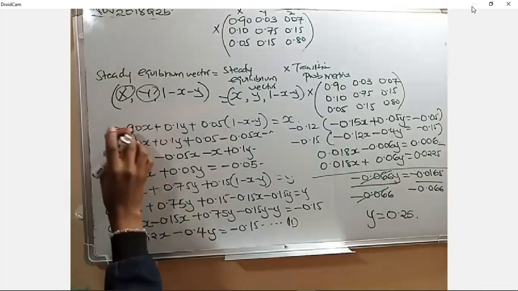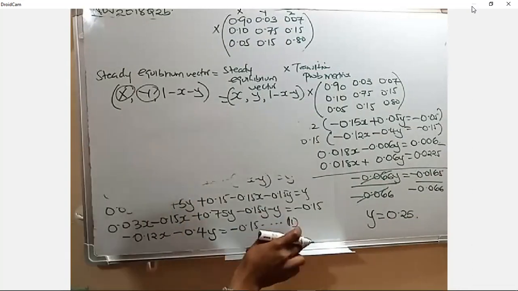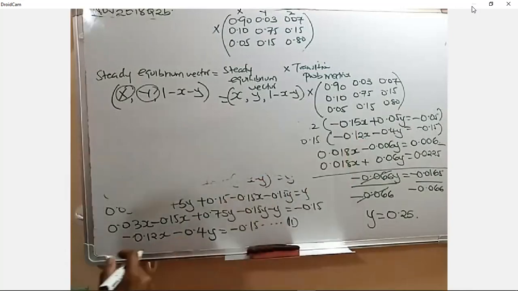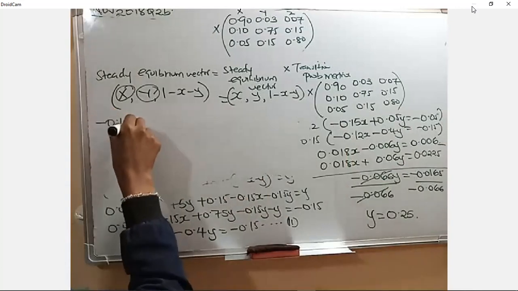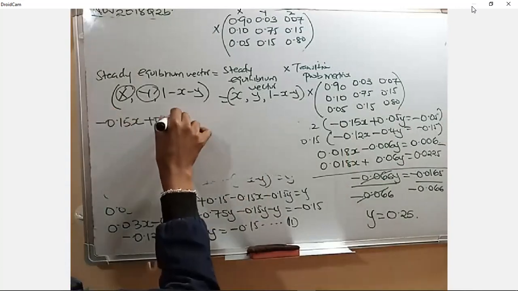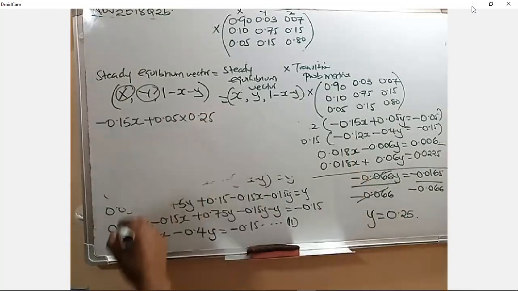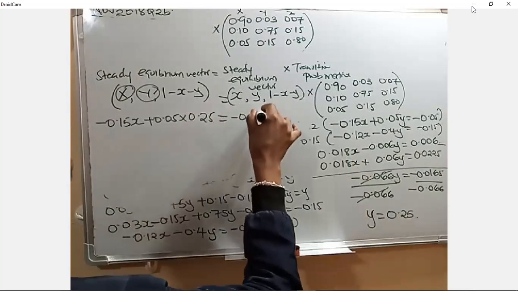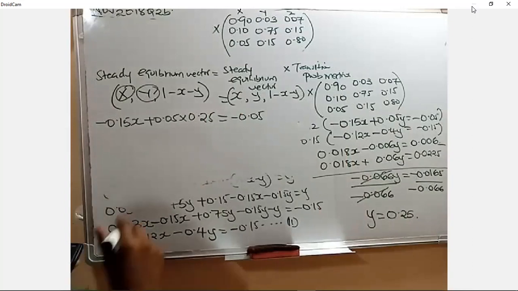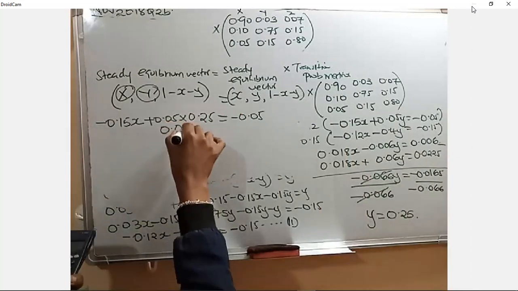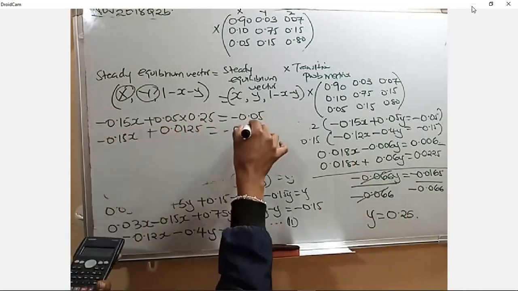I'm just taking those equations of mine there and I substitute for x. Substituting for x here, it will be looking like this. Negative 0.15x plus 0.05, you multiply by the value of y, which is 0.25, should be equal to negative 0.05. Now, 0.05 times my answer, I'm getting 0.0125 plus negative 0.15x is equal to negative 0.05.